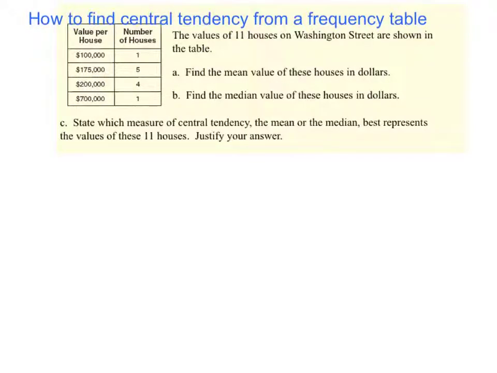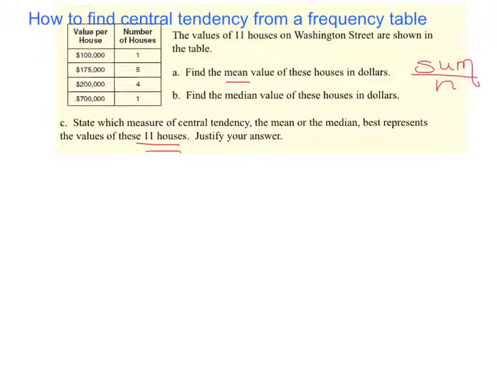Let's take a look at how to find central tendencies from a frequency table. We have 11 houses and we have the value for each house. In order to find a mean, you need to do the sum divided by the total number of n things you have. In this case, our n is equal to 11.